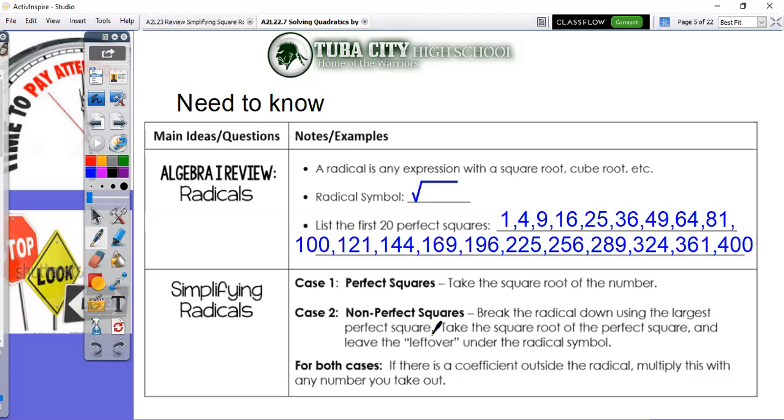Sometimes it might take a little bit of working with some of the numbers. You might also get some numbers that you need to try again with, so be careful with that. Then after that, you take the square root of the perfect square and leave the leftover under the radical symbol. Sometimes you just can't take everything, all right? Sometimes you just got to leave a few things behind.